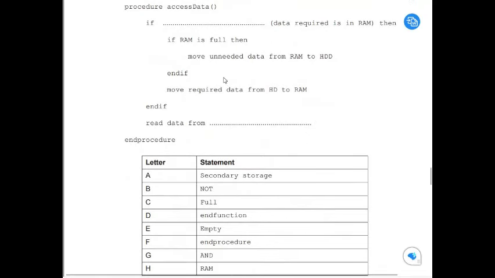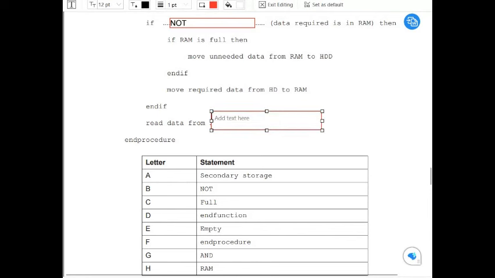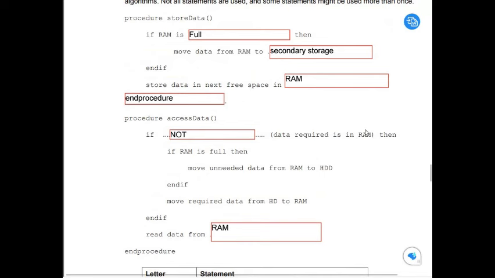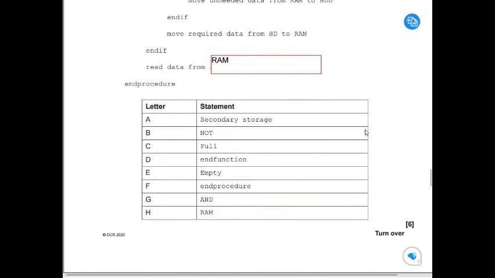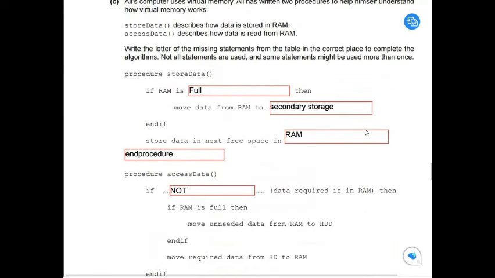Now we need to do the access data. So if something is required as in the RAM, so if data is required, you could say B, but I'm not going to say that. So I'm going to say if. So that's a condition. So if the data isn't required in the RAM is full. So we move all the unneeded data to the hard disk drive. And then we move the required data from the hard drive to the RAM. And then the file is going to be read from B, which is it's going to be read from H, but I'm not going to say H. I'm going to say RAM because you are allowed to say it. And the reason why I've said RAM, end procedure, RAM, secondary storage and full, rather than these respective letters, is like I said, because using the statements makes more sense. I think it makes more sense.